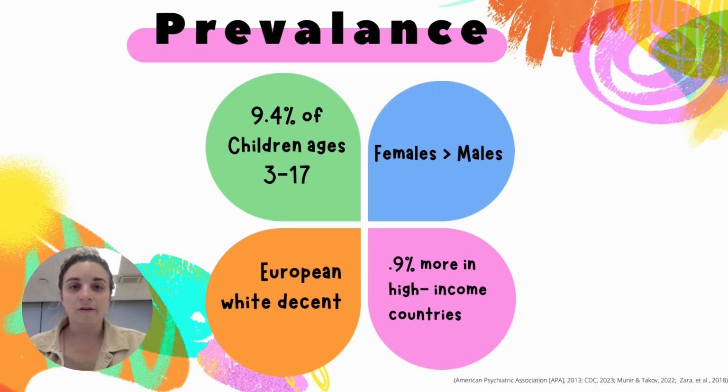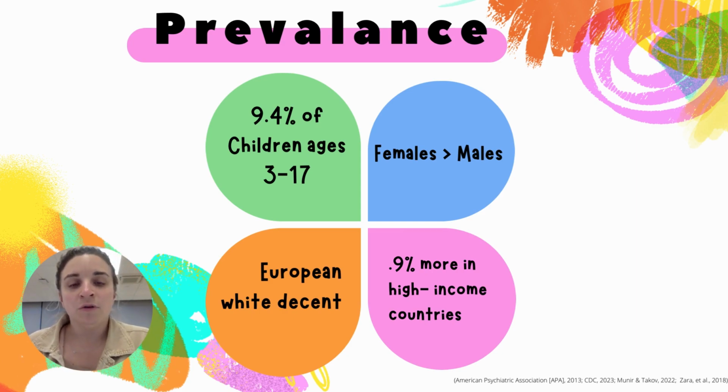So now getting into the prevalence. Approximately 9.4% of children ages 3 through 17 in the US. This is going to be around 5.8 million individuals who have been diagnosed with anxiety. Females are twice as likely as male counterparts to receive the condition.